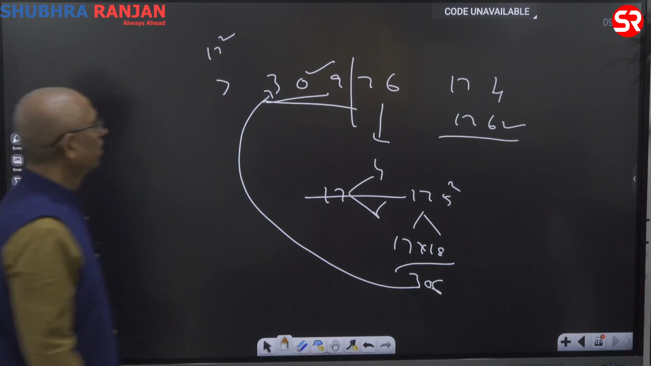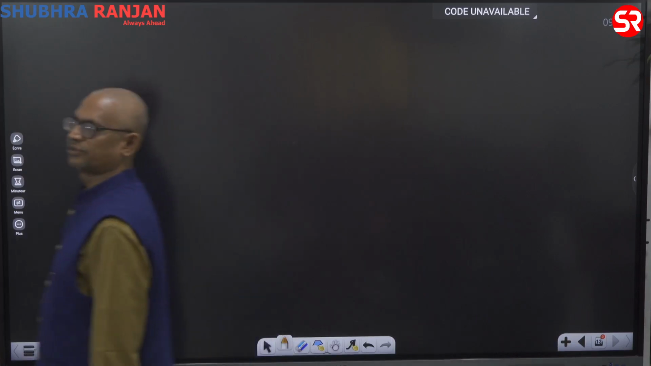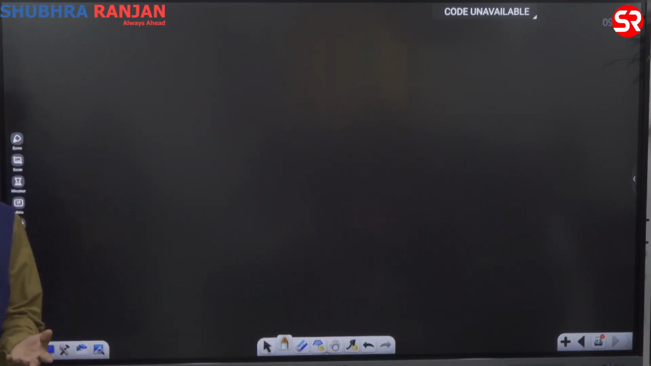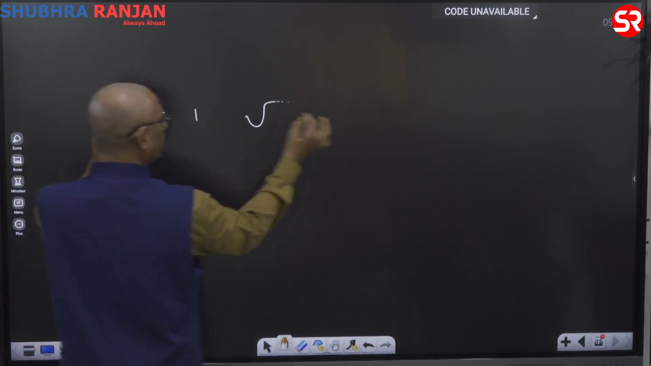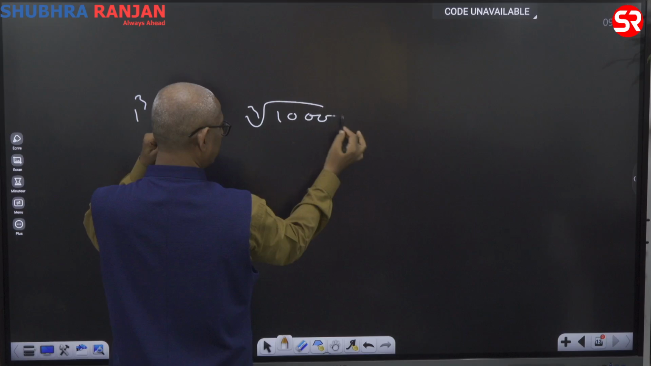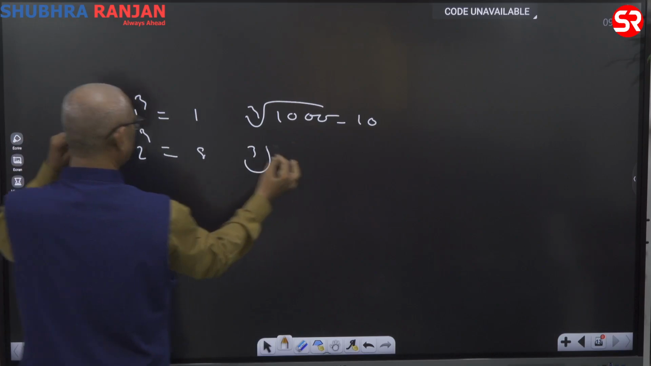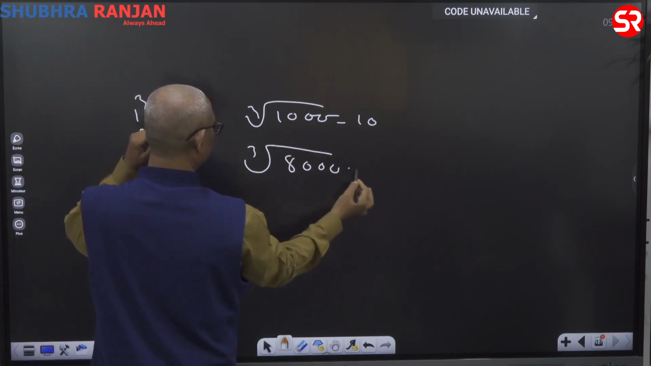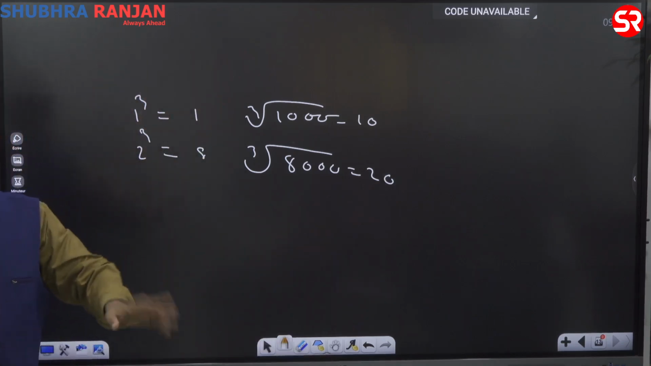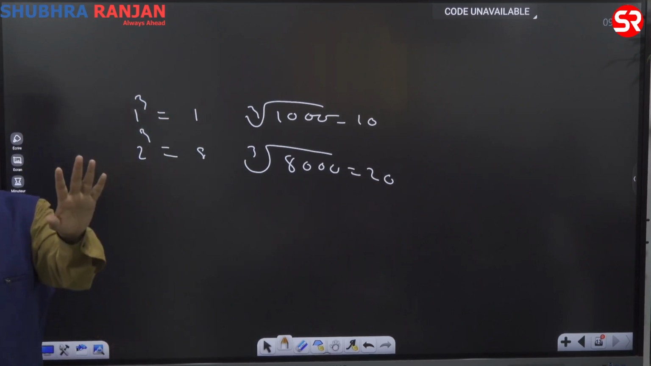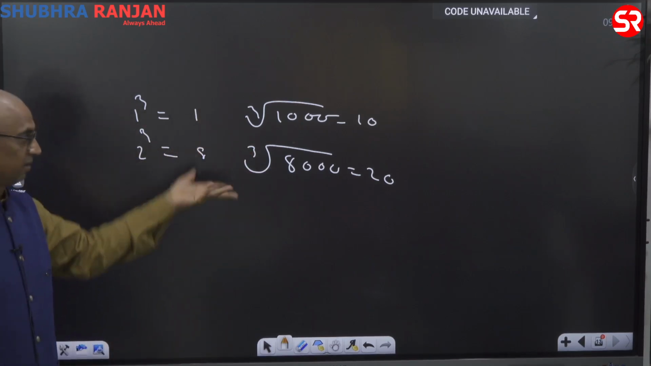Okay. Now, not that much typical, cubes. We know cube roots, right? So what is 1 cube? Tell me. What is the cube root of 1000? 10. What is 2 cubed? 8. What is the cube root of 8000? So cube roots of 1000 to 8000 lie between 10 and 20. Only 8 cubes are there. That's all. 1000 and 8000.